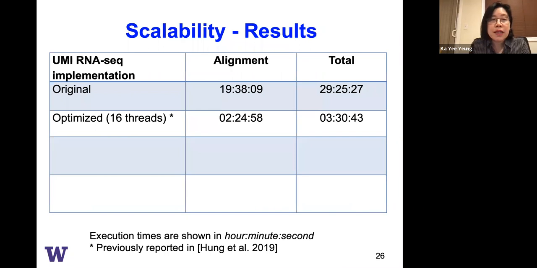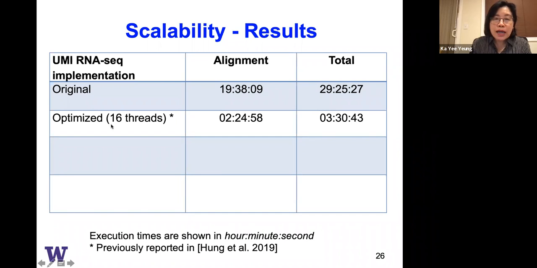So, results of scalability: how we have improved performance. What we are looking at is this column, which has the different UMI RNA-seq implementations. And this is the time needed for the alignment step. And this column represents the total running time for all steps in the workflow. The formats are in hours, minutes, and seconds. The original workflow provided to us, as I said before, takes 29.5 hours on an EC2 M4 4xlarge instance, and the alignment step takes roughly 19.5 hours.